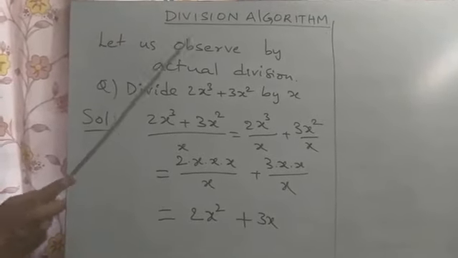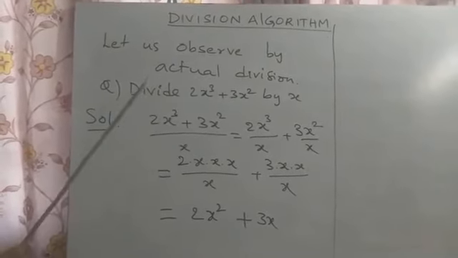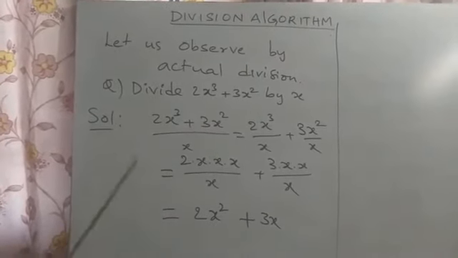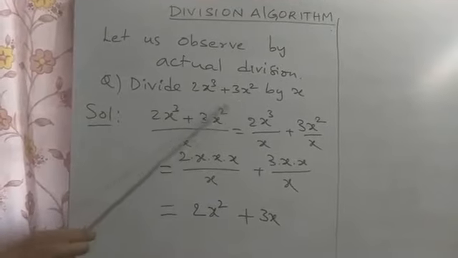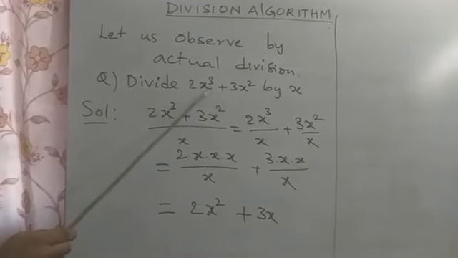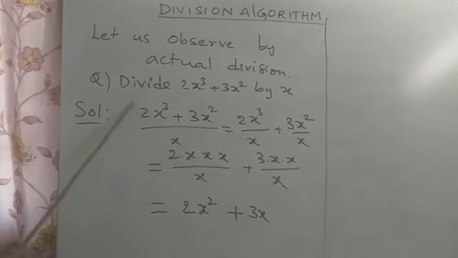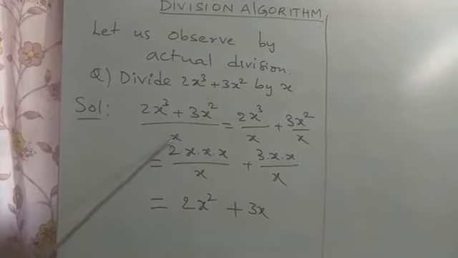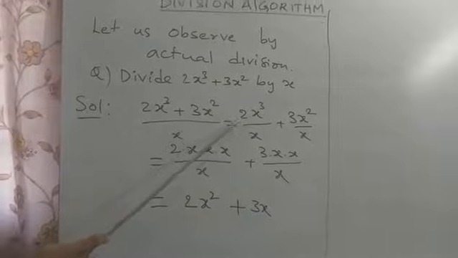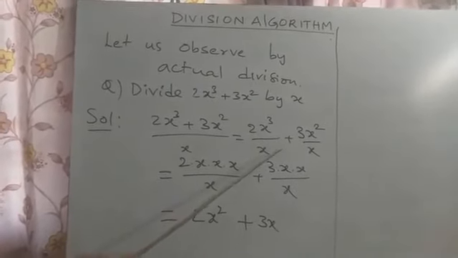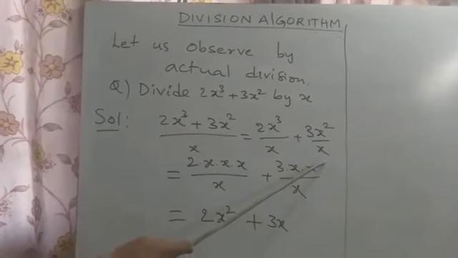Let us observe by actual division. Divide 2x cube plus 3x square by x. Here the given polynomial is a binomial and we need to divide with a monomial x. So when you divide a binomial with a monomial, you need to split it as terms and do it individually. That is 2x cube by x plus 3x square by x.